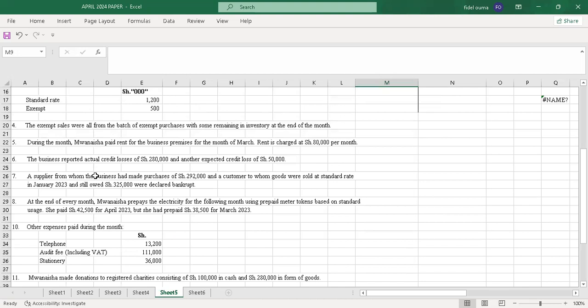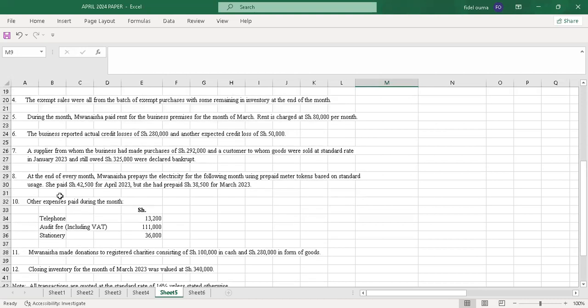So we cannot claim VAT on this. Yeah, we cannot claim the VAT. We have to wait for 3 years after the person has been declared bankrupt by a court of law. Yeah, so this information was not necessary. So we go to number 8.